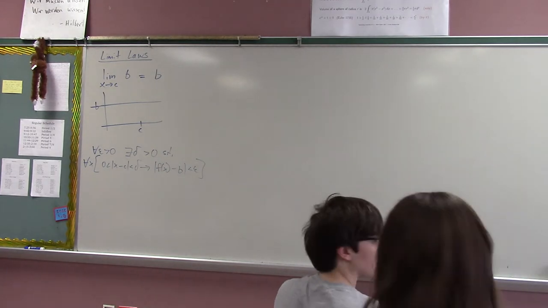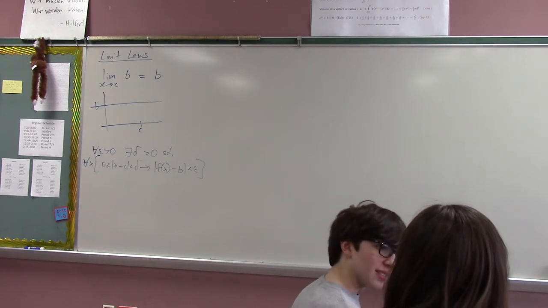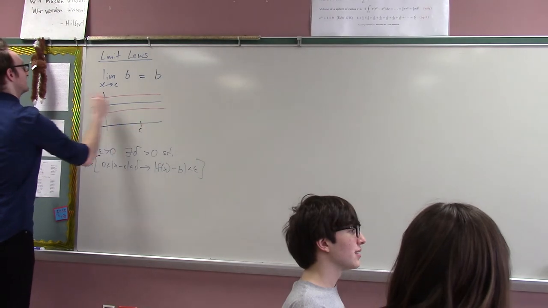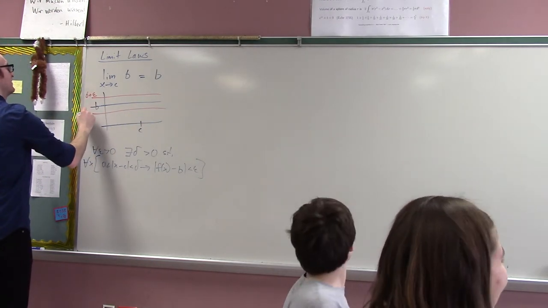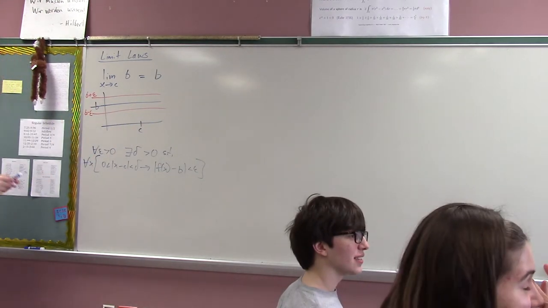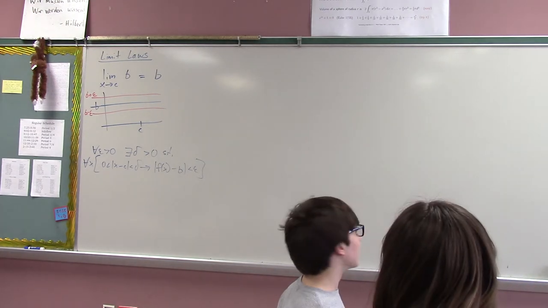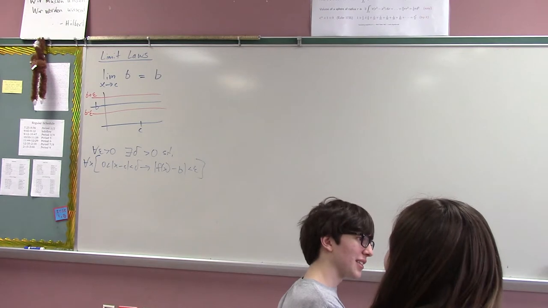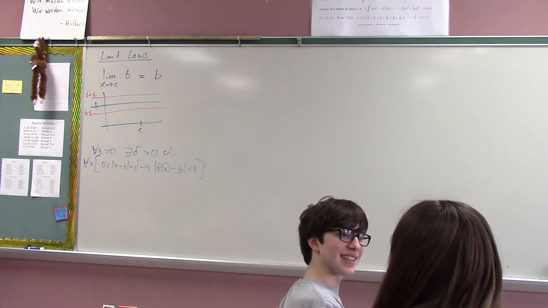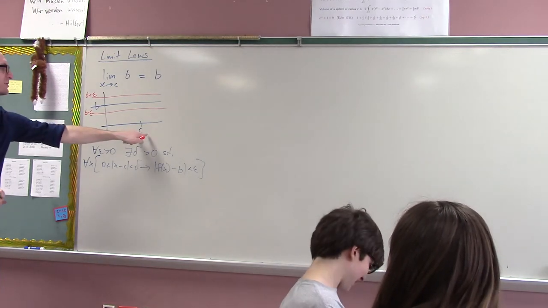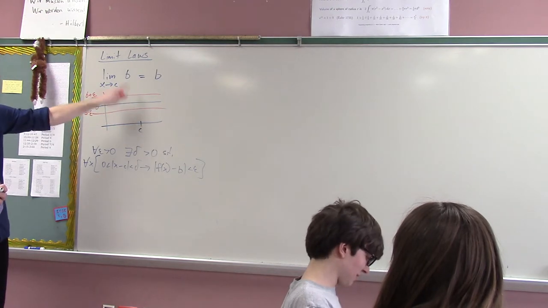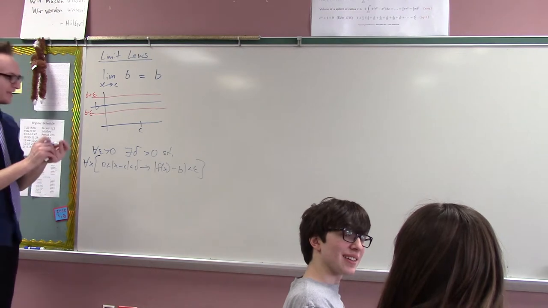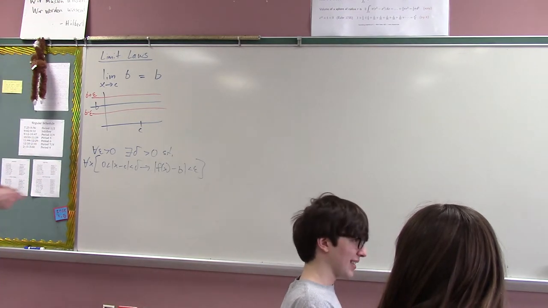Okay, how do we do it? Someone challenges you with an epsilon, so b plus epsilon, b minus epsilon. What should I set my delta equal to? I know I'm going really fast, but I think this is kind of easy. Eric, how close to c do I have to get to ensure that my y values will remain between b minus epsilon and b plus epsilon? Anything, yes, anything. Okay, proof done.